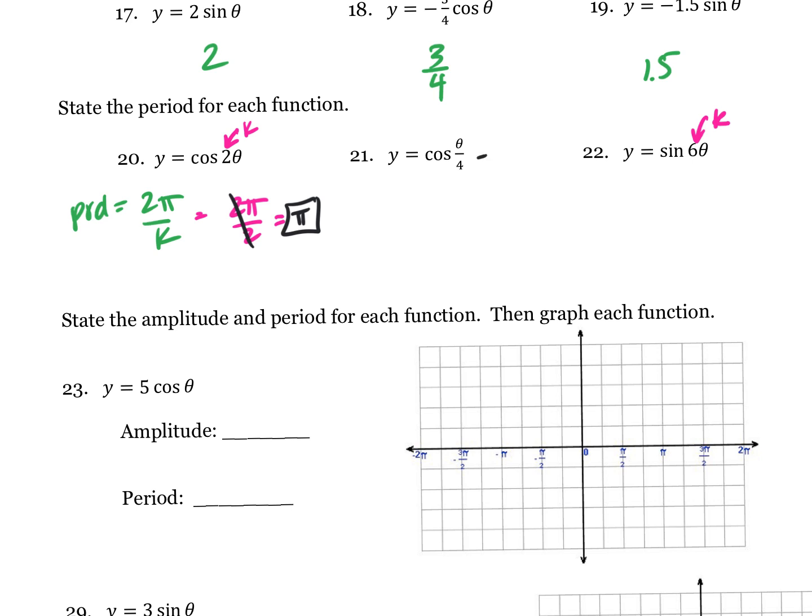What's my k here? 1/4. Yeah, this is important to remember. That's the same as 1/4 theta. Theta over 4 still gets me a k value of 1/4. So just be careful. Period is 2 pi over k. So I'm going to say 2 pi over a fourth. 2 pi divided by a fourth is the same as 2 pi times 4. Thanks. Therefore, the period of this one is 8 pi. This one's really stretched out. It's going to take 8 pi until it finishes one cycle.